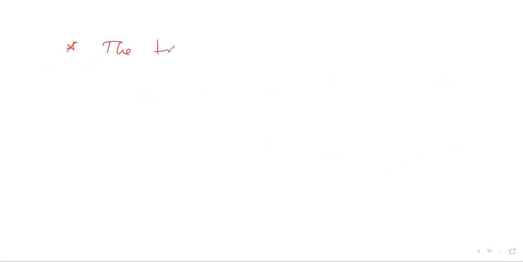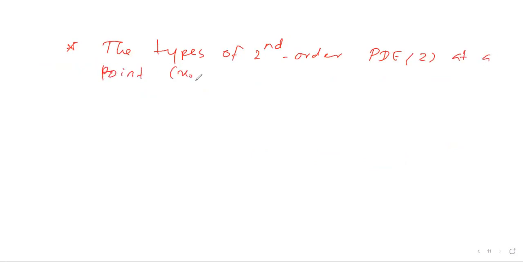The types of second order PDE. So in the equation number 2, okay, at a point, for example, any point we can take x naught comma y naught. Okay, so how we can find the type of the second order PDE at a point just depends on the sign of the discriminant.